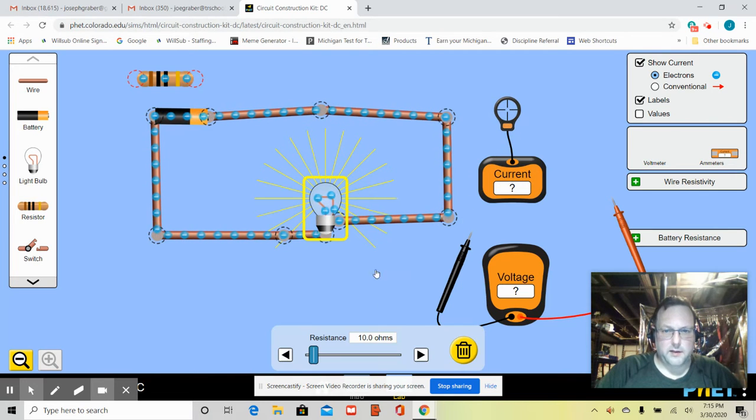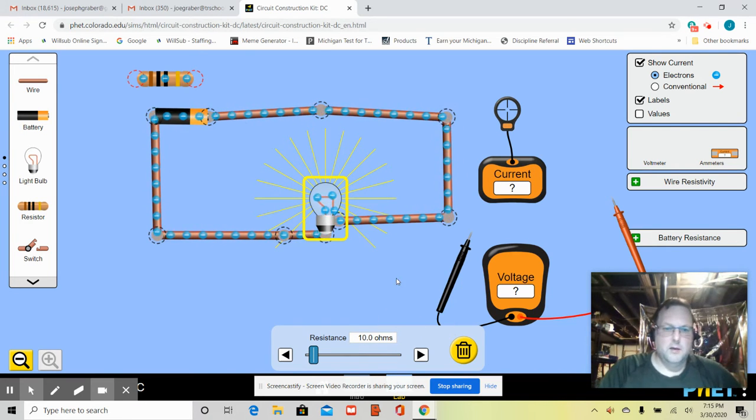Also, I can click on the light bulb and show you that it's set to have a resistance. So it's the impeding of electrons moving through. It's what the ohms is measuring, or what the resistance is measuring, and the light bulb is resisting the movement of electrons at the 10 ohms degree.